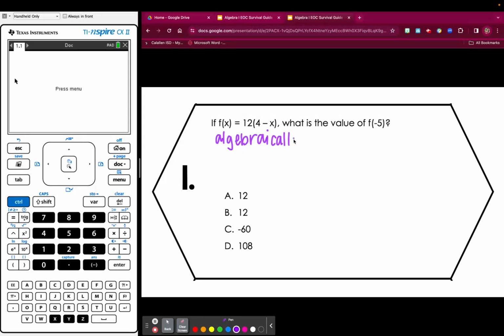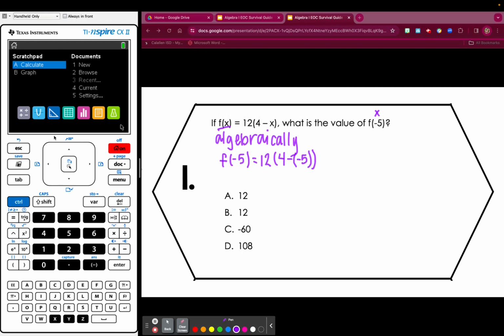So solving this algebraically, again, I'm finding the value of f of negative 5. Here, when I am comparing f of negative 5 to f of x, I notice that negative 5 is in place of x. So anytime I see an x value, I'm going to replace it with negative 5. So this is f of negative 5 equals 12, parentheses 4, minus, now I come across an x value, so I'm going to substitute that in with negative 5. And now all I have to do is type that into my calculator.